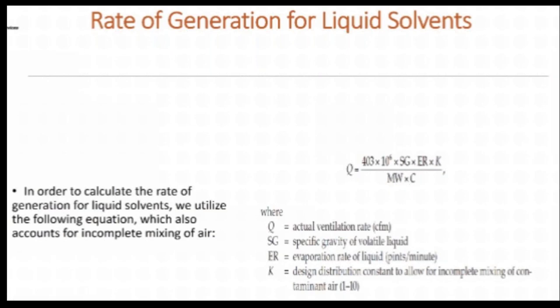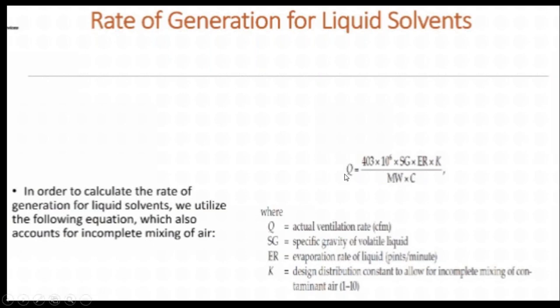And C is the desired concentration of the contaminant, that is in PPM. Mostly the desired concentration is our TLV, which is mostly the legal limit. For example, if there is a legal limit of 100 ppm, then this is the C we wish to achieve. We wish to decrease the concentration of that solvent inside the room up to C. In most cases, this is the TLV, threshold limit value.